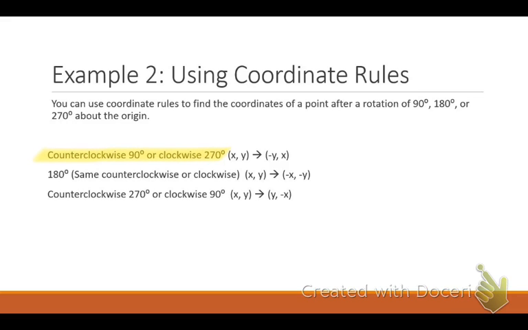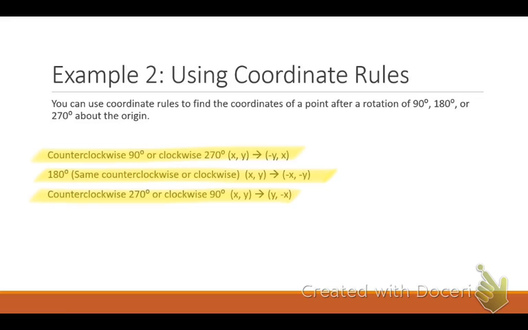Remember, counterclockwise 90 and clockwise 270 is the same thing. So if you're going those directions, this is how your ordered pairs are going to change between the two. We'll look more at the counterclockwise and clockwise ones tomorrow. We're going to do 180 today, but you need to know all three of these. So just go ahead and write them down. It'll make more sense once we start doing some examples.